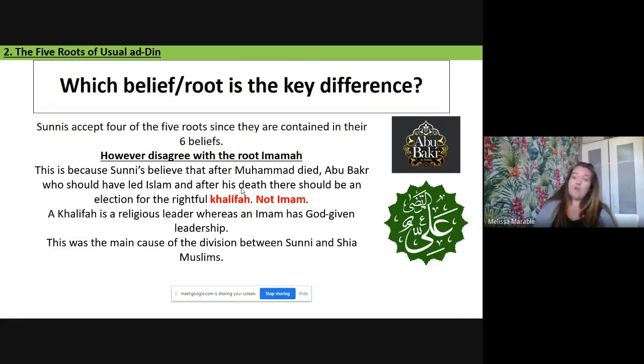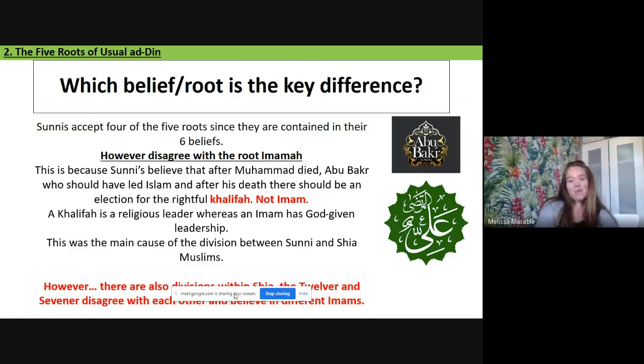Now, of course, we know that religion isn't just associated with Islam as a cause for war. If we cast our minds back to our own history about the Christian Crusades, it's been apparent in lots of different religions. But to have some understanding and some context around the Sunni Shia divide is really, really important for this paper. However, there are also divisions within Shia. So the 12ers and the 7ers disagree with each other and believe in different imams. That's really important as well. That's kind of like a good little evaluation point to have.